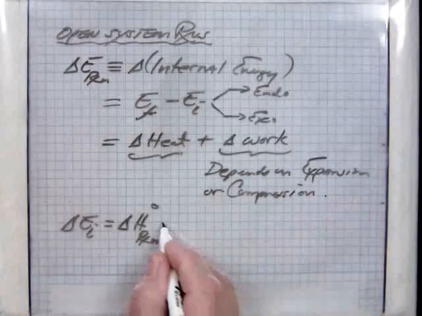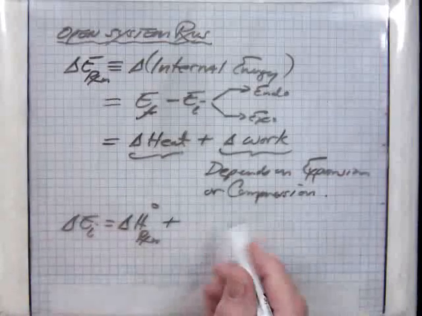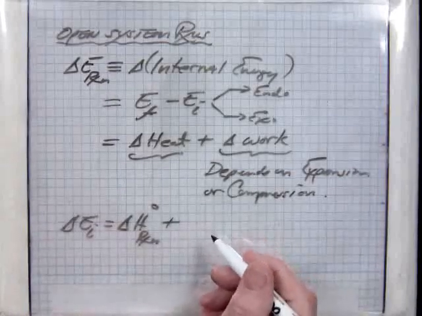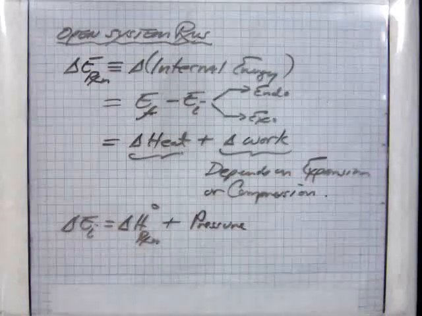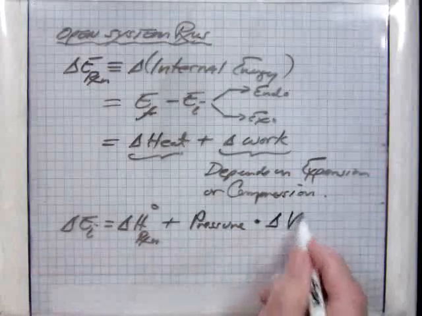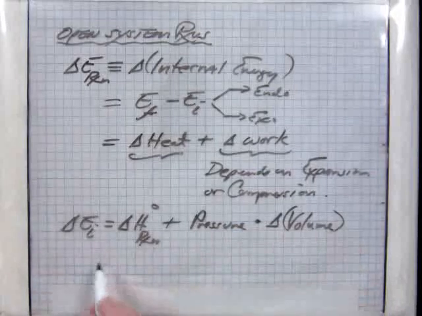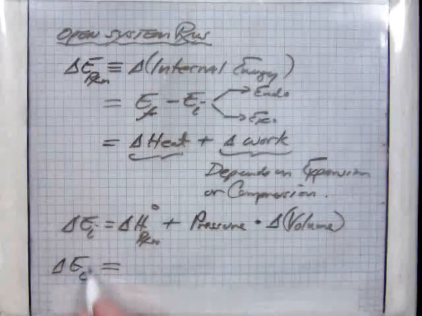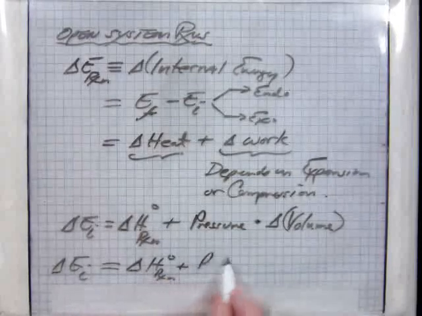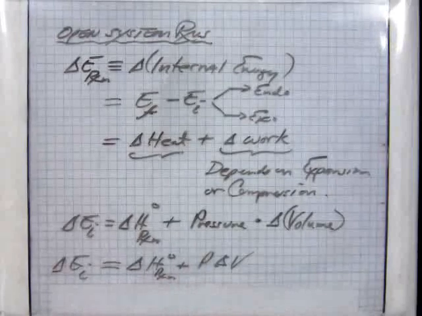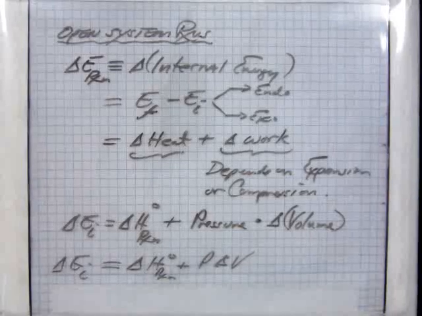Okay? And plus the work in thermodynamics, and I'm not going to go through the derivation of this, just go with me on this, is pressure, the atmospheric pressure, times the change in volume experienced by the reaction process. And in short, delta E equals delta H of reaction plus P delta V. That's what it is. Now, that doesn't make any sense to you, I know, right now, but as I go through this, you'll understand it. Okay.